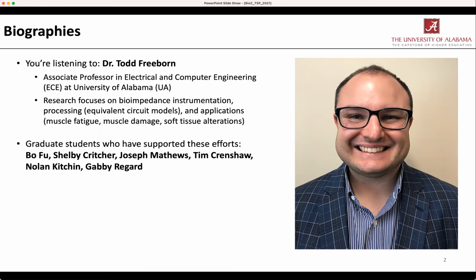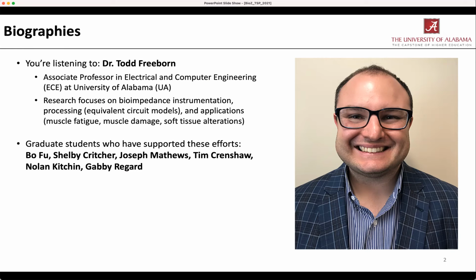Before I get into the technical details and weave this story about this area, I want to give recognition to the graduate students who've supported this effort over the last few years. So Bo, Shelby, Joseph, Tim, Nolan, Gabby, all have done great work in my lab and really helped advance the topics and helped generate the data and analyze the data that forms the core of what we're going to speak about today. So let's dive in.